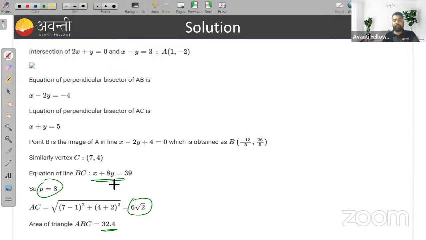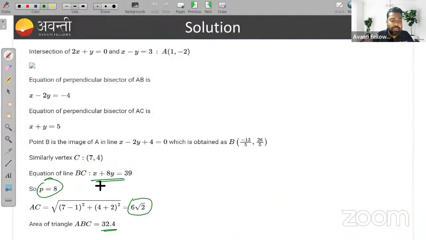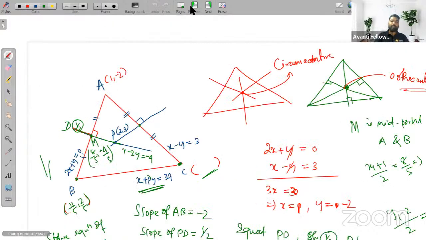P here I am getting 8 by solving the equation of line BC. By using the two-point form, you can find the equation of BC, then compare with the given equation of BC, and you will find the value of P as 8. P is 8 and AC is 6 root 2. So (6 root 2) square plus 8 square, that is 72 plus 64, that is 136. So the second option is correct.